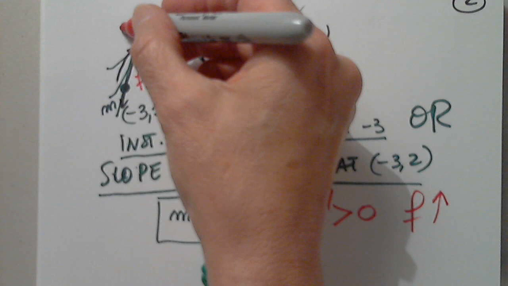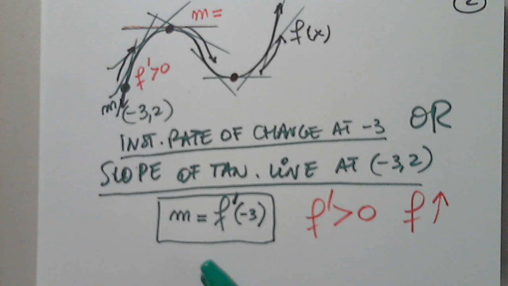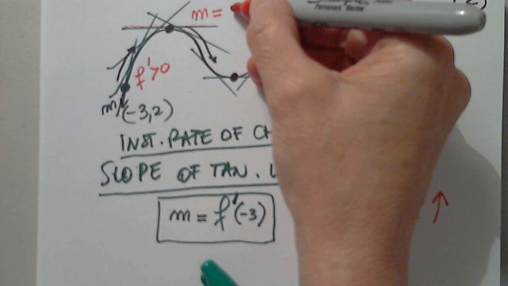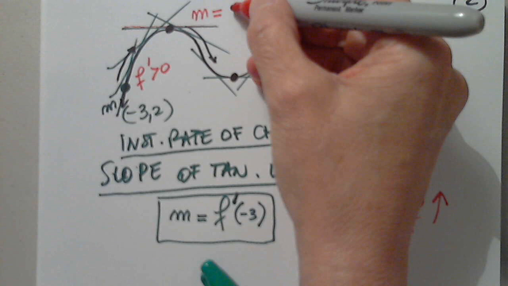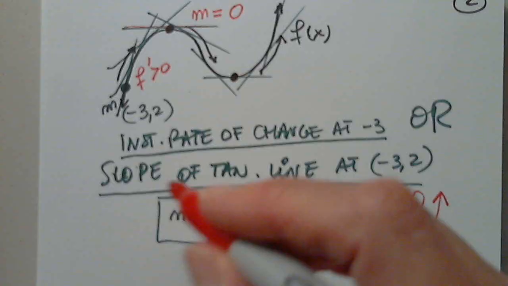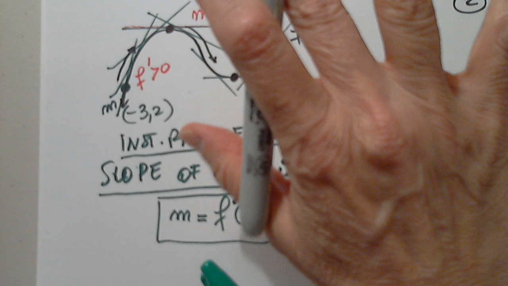Awesome. I would like to determine the slope of this line. M has to equal 0. Absolutely, because it's a horizontal line. Excellent. We're going to get to it in a minute. What do you think about the slope of these lines?